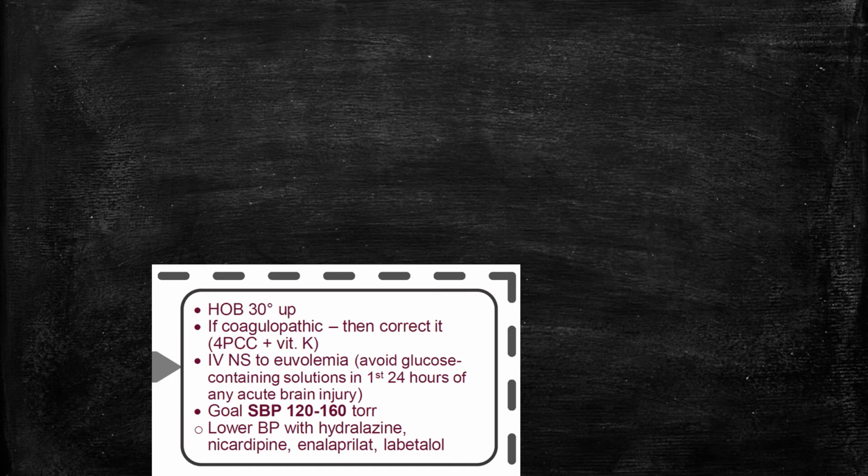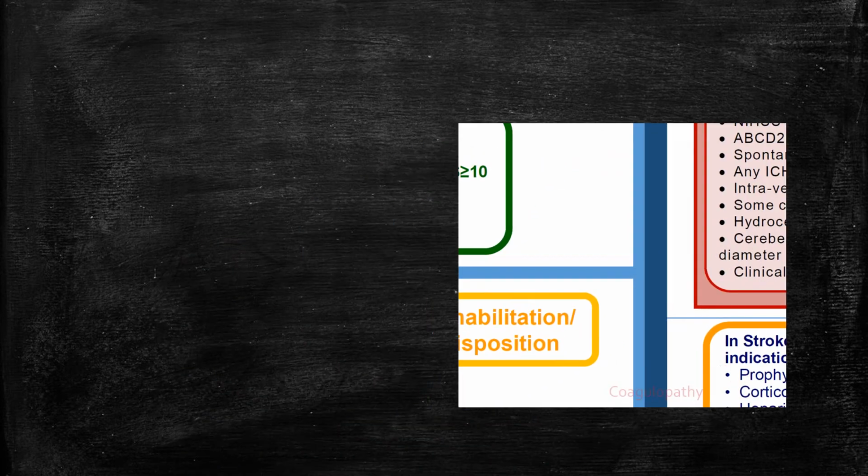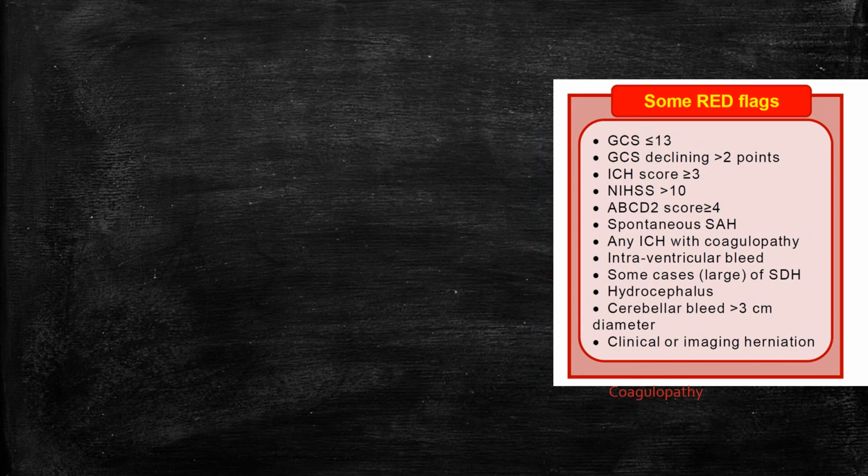Some important red flags in acute stroke are Glasgow Coma Score 13 or less, Glasgow Coma Score declining by more than 2 points, ICH score of 3 or greater, an NIH stroke score of 10 or greater, an ABCD2 score in TIA of 4 or greater, spontaneous subarachnoid hemorrhage which is likely to be aneurysmal and poses the risk of rebleeding, intraventricular hemorrhage, large subdural hematomas, cerebellar hemorrhages of 3 or more centimeters in diameter, clinical or imaging evidence of cerebral herniation, and the presence of coagulopathy.